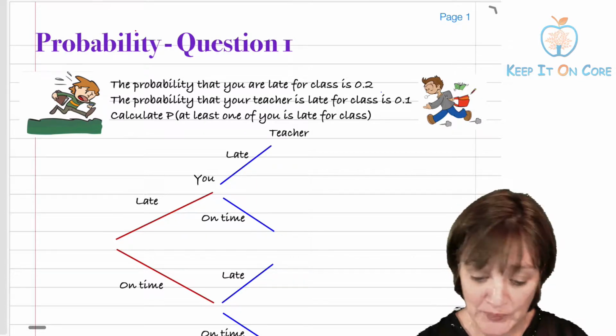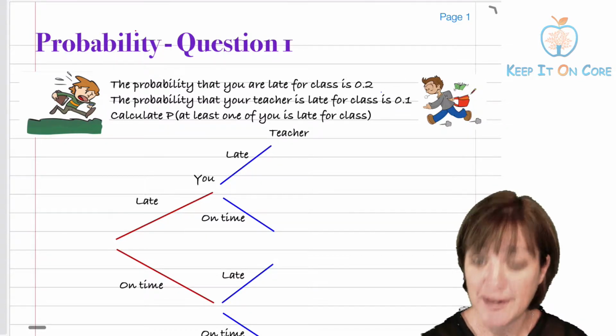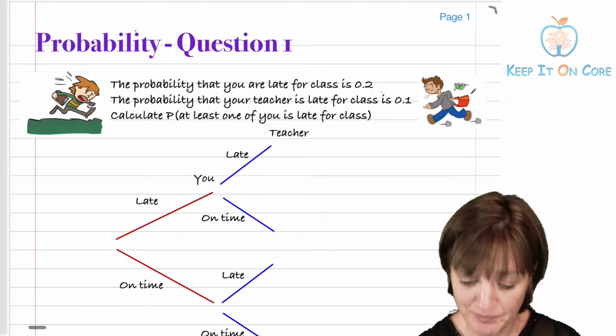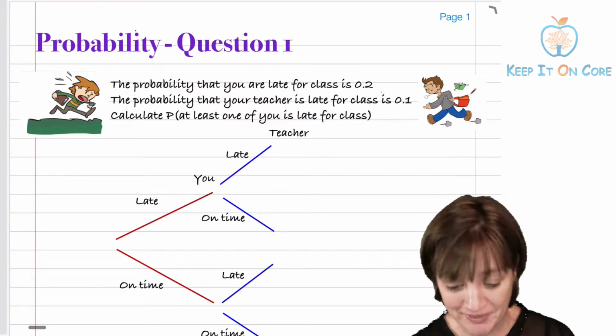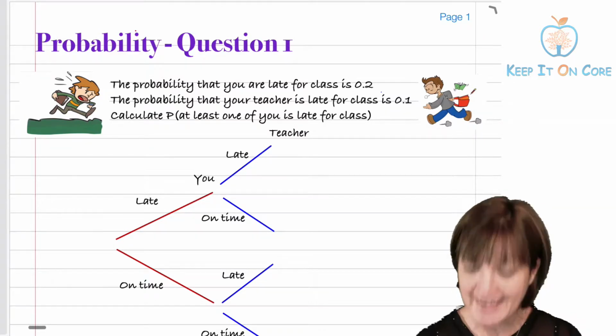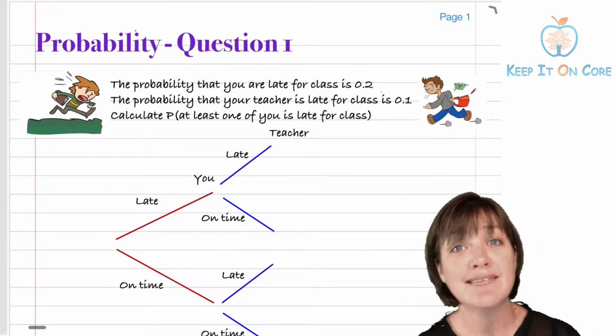Okay, this was the question. The probability that you are late for class is 0.2. The probability that your teacher is late for class is 0.1. Calculate the probability that at least one of you is late for class.